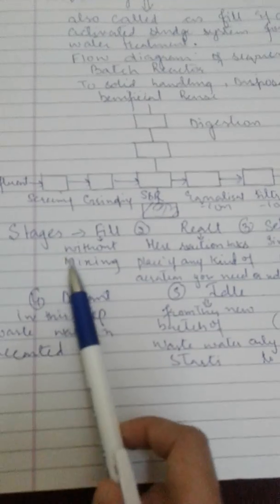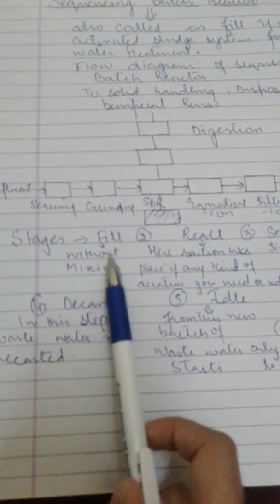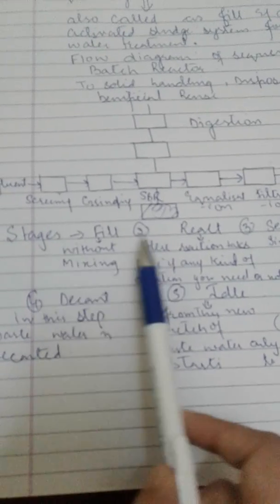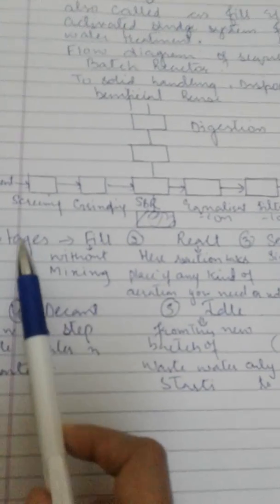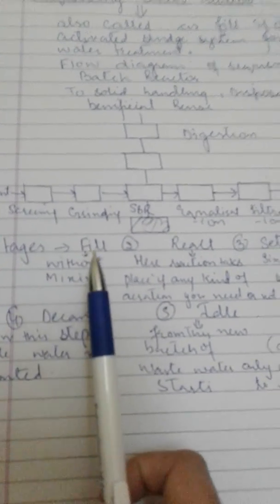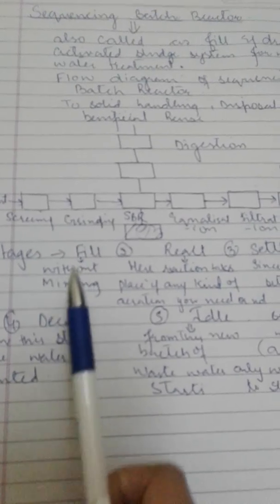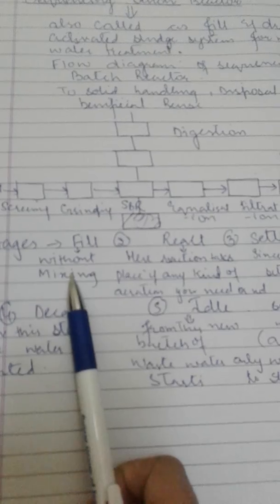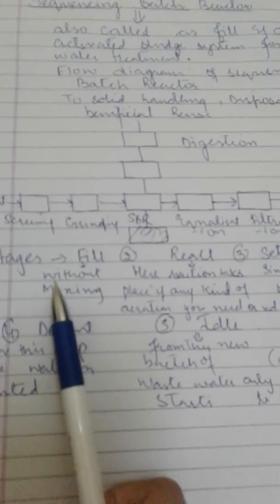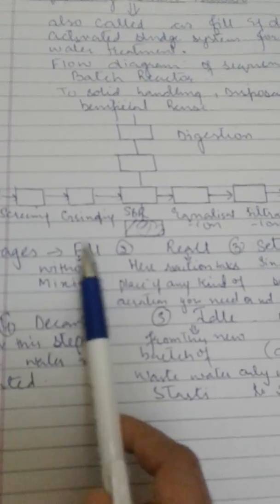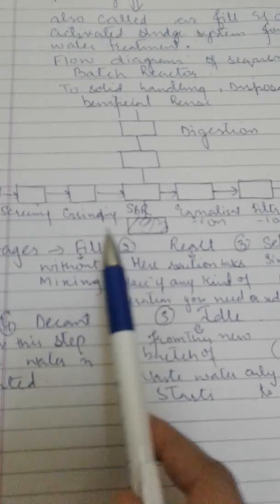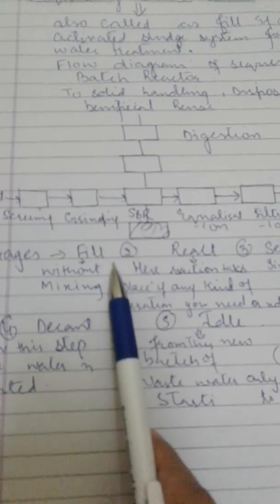Then if I need to add anything to it, I will do so. If I do not need to, I do not. What I did is collect wastewater from my home or from any other source, without mixing. I have not mixed any kind of chemicals into it. I have not added anything to it. Without mixing, I am entering the influent into the tank.